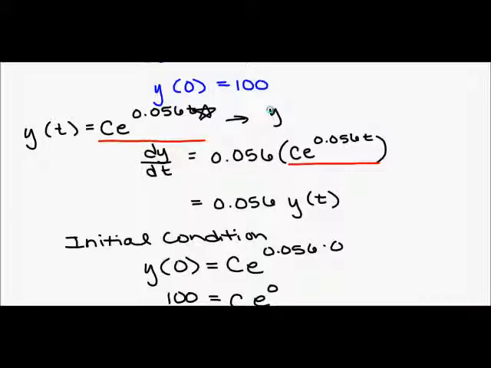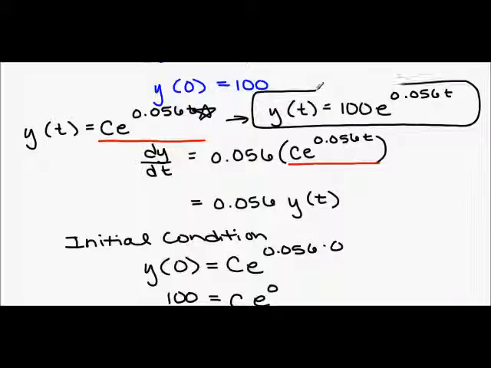And I have y of t equals 100 e to the 0.056 t. Okay, so this is my model that I was looking for. And you all already know from Algebra 2 and other math classes, if I wanted to find how much money I have in my account at a time other than t equals 0, I'm just going to plug that in for the t up here, and whatever I get is how much money I have in my account. So pretty good.